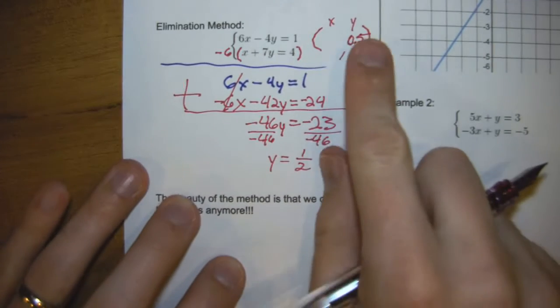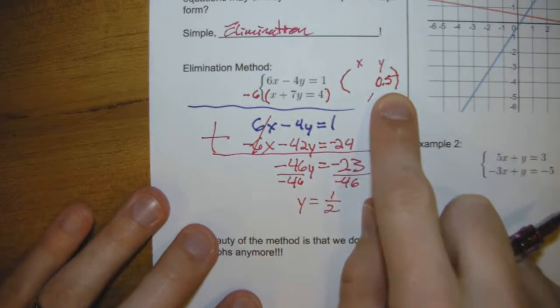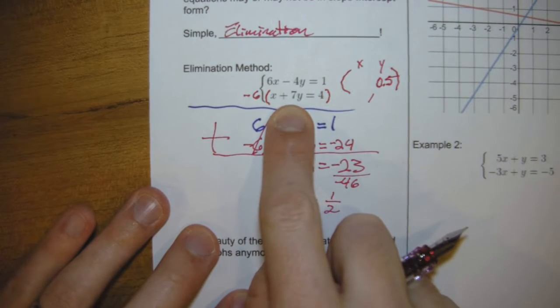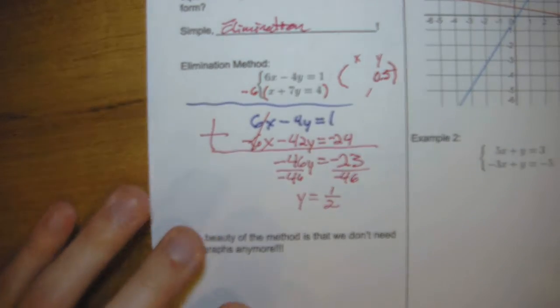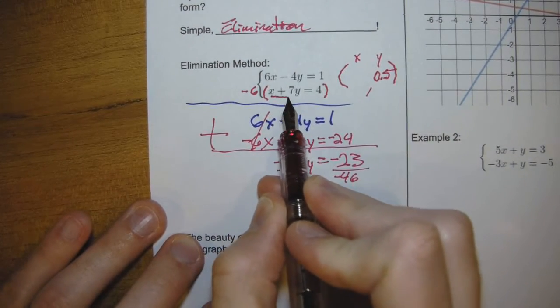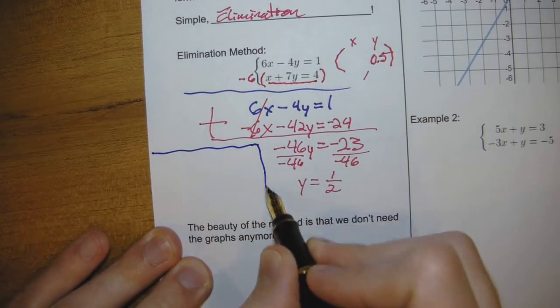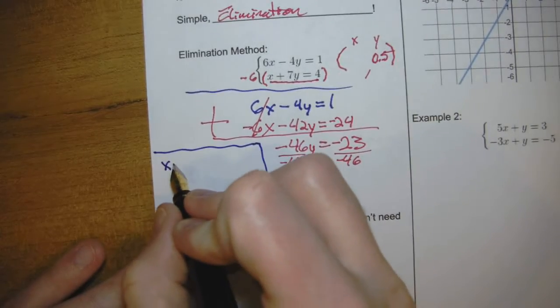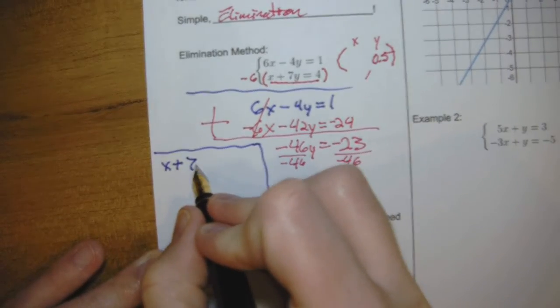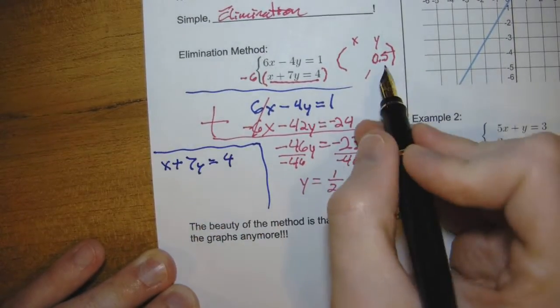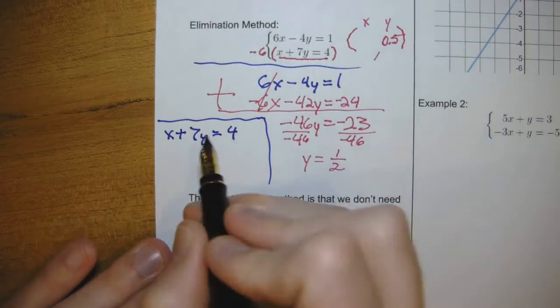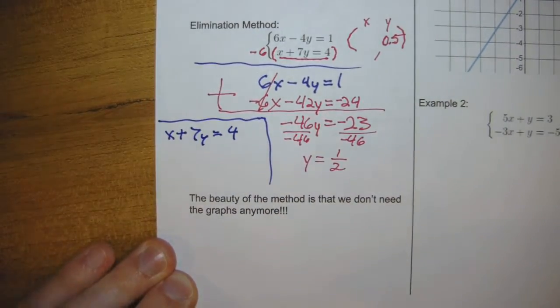All right, let's see if we can find the x. Well, now that I know the y, I can plug it in and get an answer. So take a look. I'm going to borrow this original second equation, and I'm going to write it over here. Do our work over here. So x plus 7y equals 4. I now know what y is. So I'm going to take the y out and put 1/2 in its place.